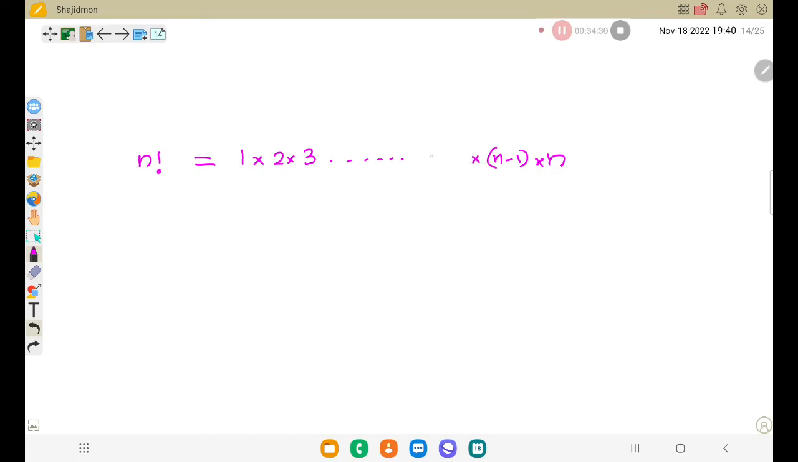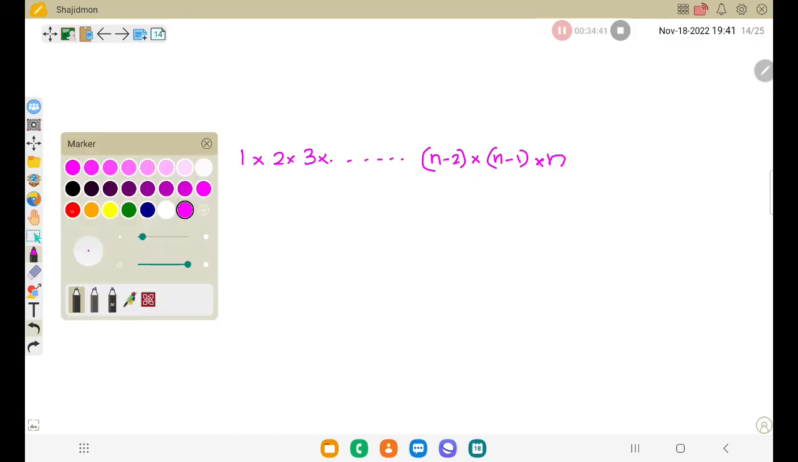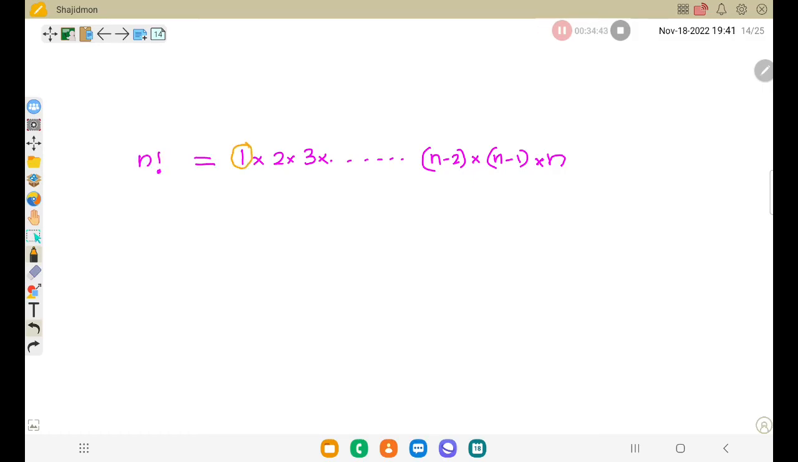N minus 1, before that what is the term? N minus 2, correct? So 1 multiply 2 multiply 3 multiply 4 multiply 5 multiply, up to n minus 2 multiply n minus 1 multiply n. Starting from number 1 up to n, correct? That is the meaning of n factorial.